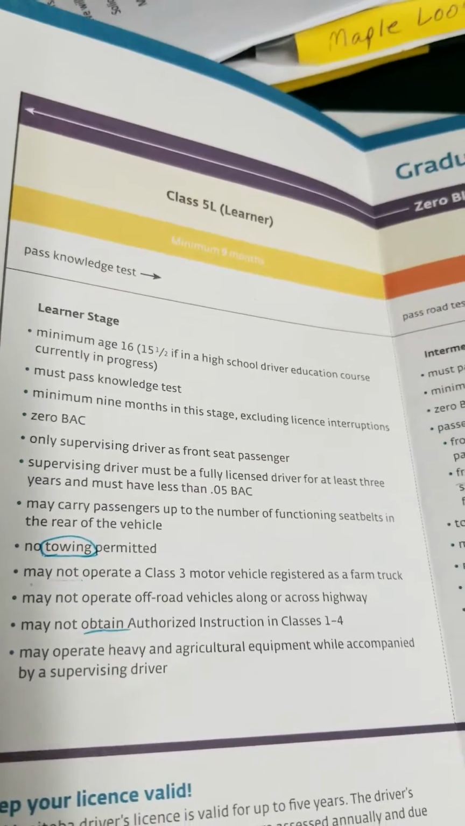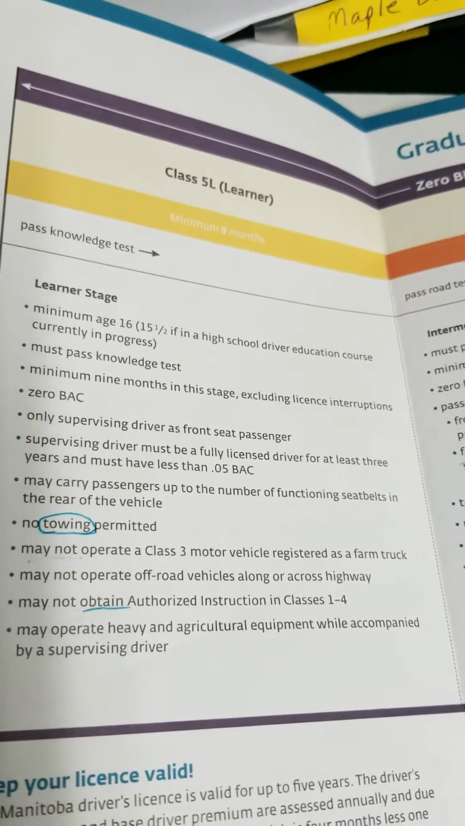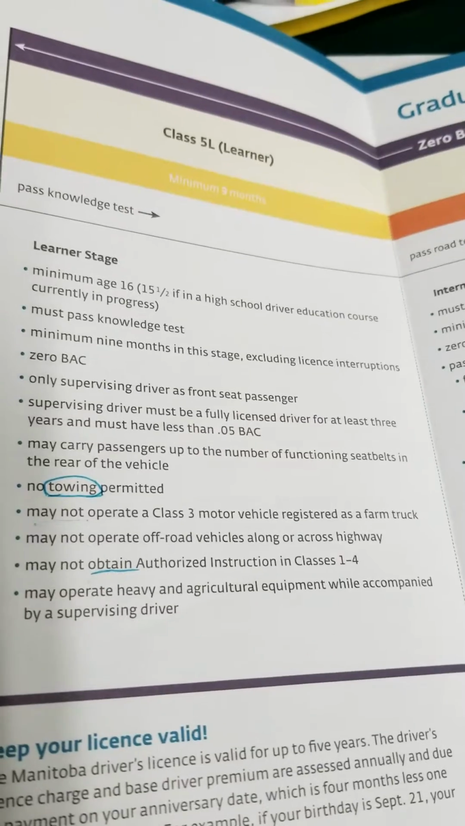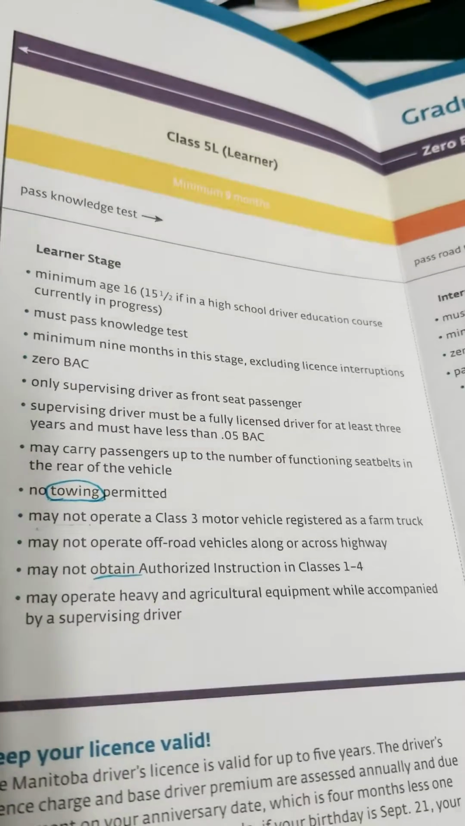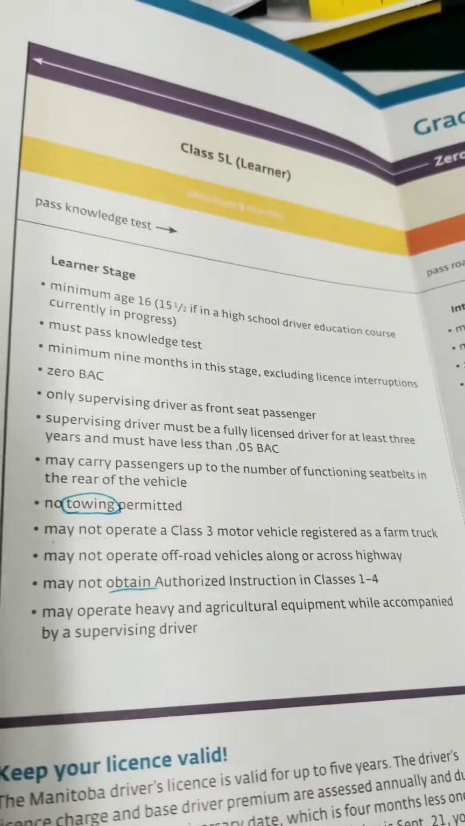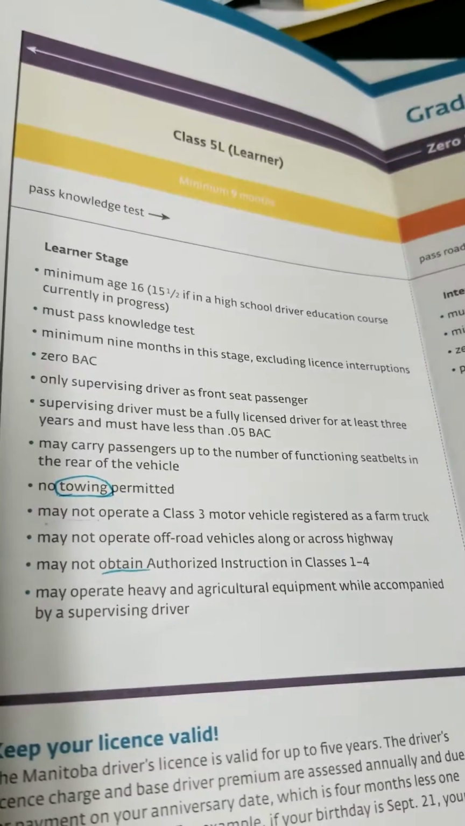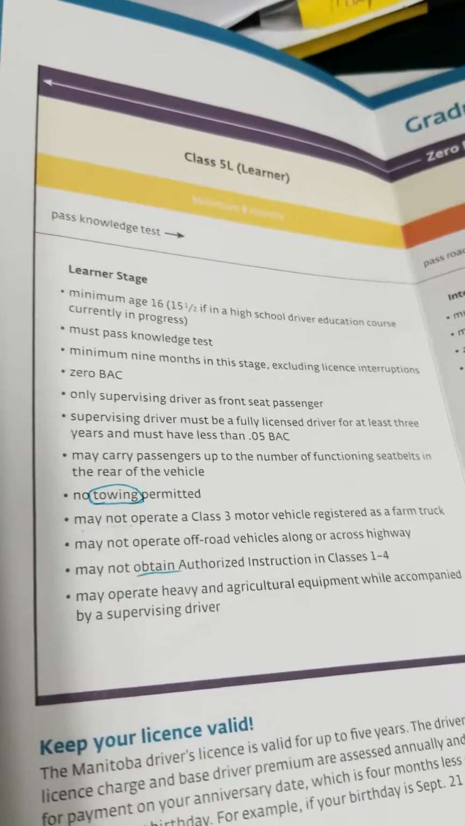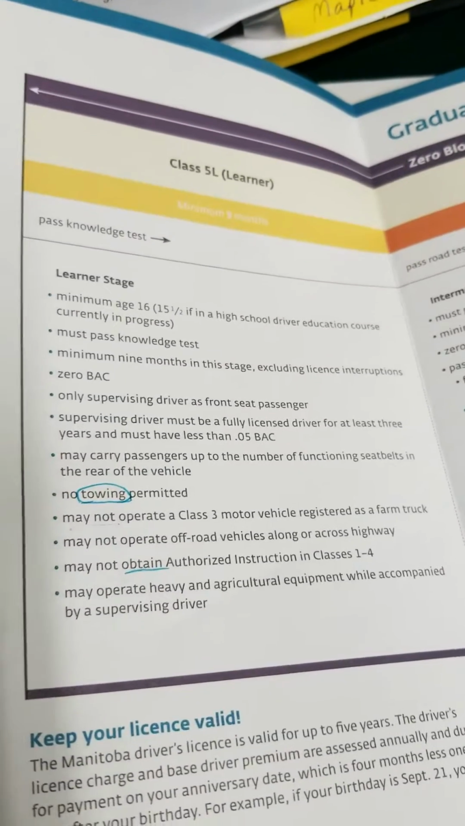You may carry passengers up to the number of functioning seatbelts in the rear of the vehicle. So if your kids are in the back seat, that's fine as long as they are buckled up. Most cars have 3 seat belts in the rear seat, so you can have up to that number of passengers in the back seat.